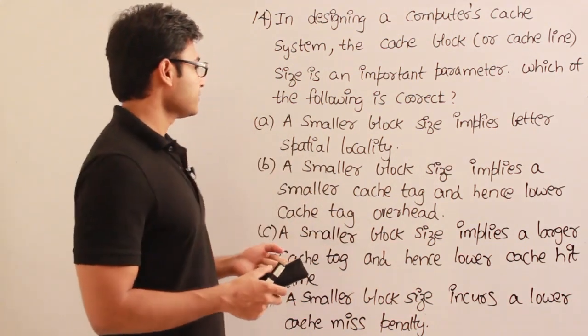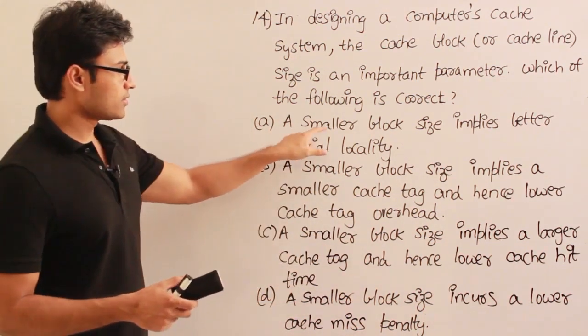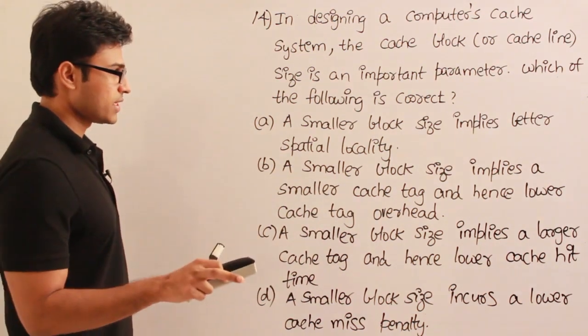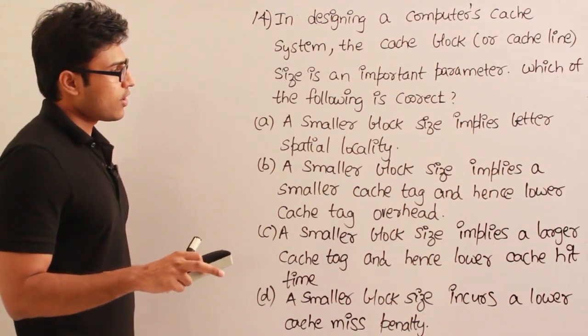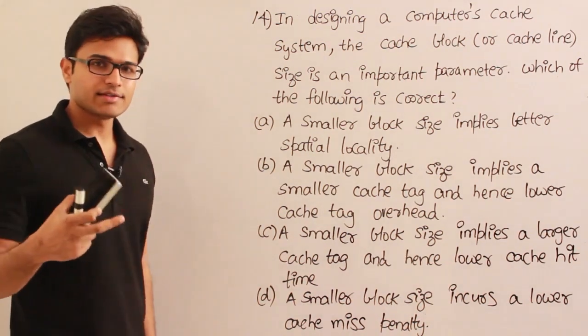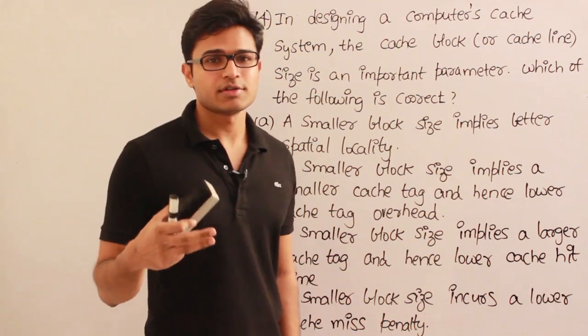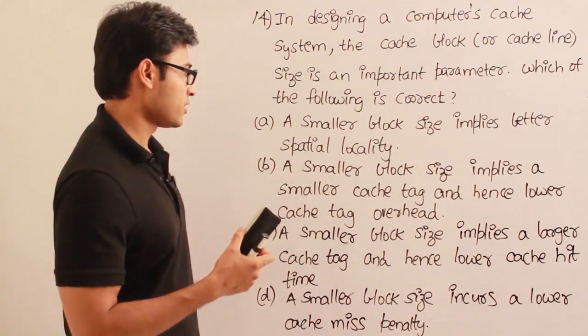So they are asking which of the following is correct. They want to have a smaller block size, and what is the reason? Is there any parameter which is going to support us to have a smaller block size? That is what they wanted to find.